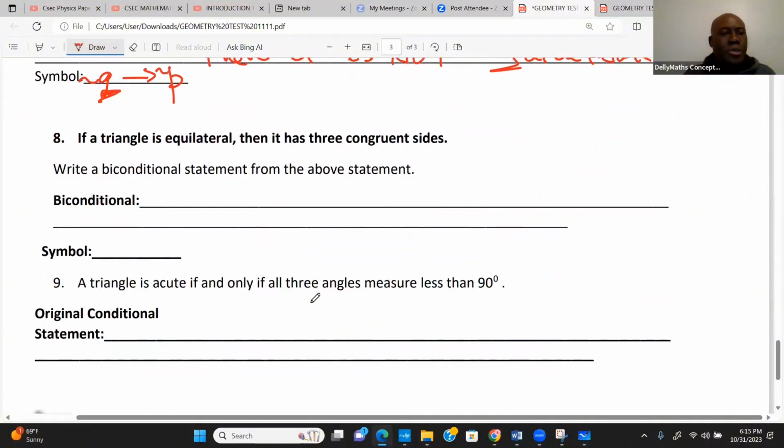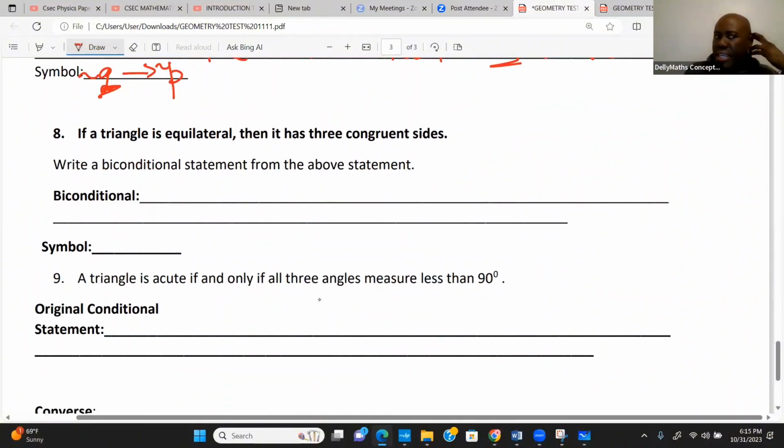Let's take a look at what if I'm given a certain statement and I'm asked to write a biconditional. So here it is that we have an if-then statement. So it reads, if a triangle is equilateral, then it has 3 congruent sides. So we have our original statement, as you could see here. Now, for this statement, we want to write a biconditional statement. So a biconditional statement is one in which the symbol will go both ways.